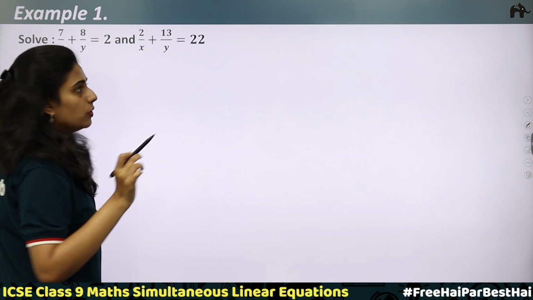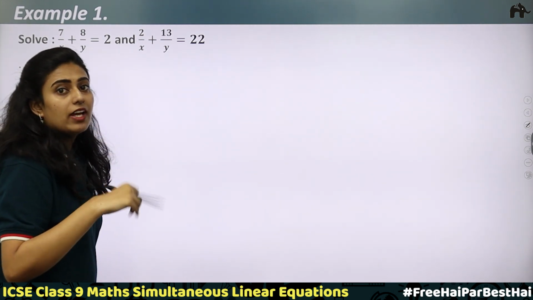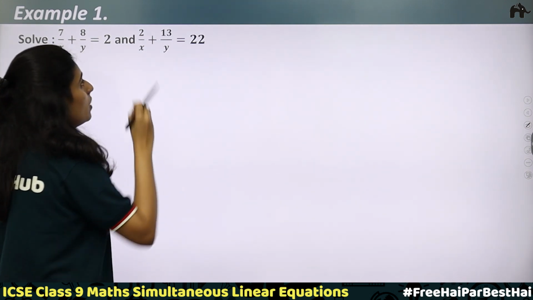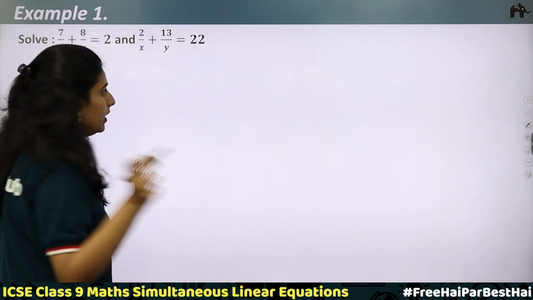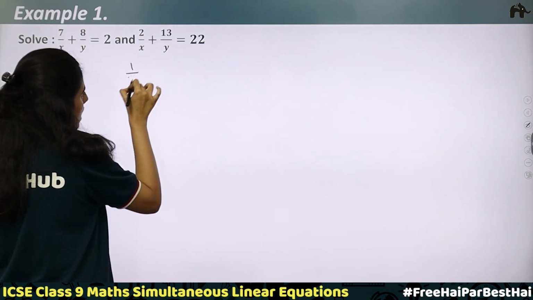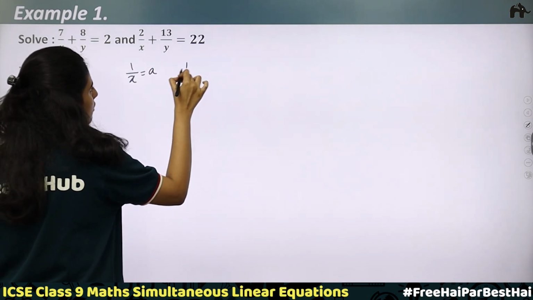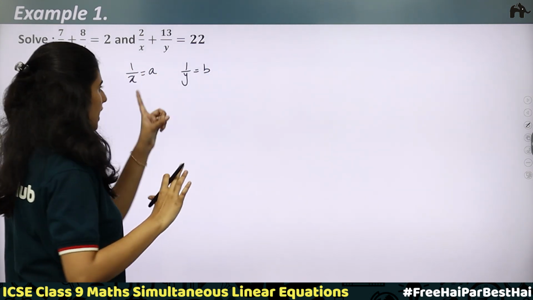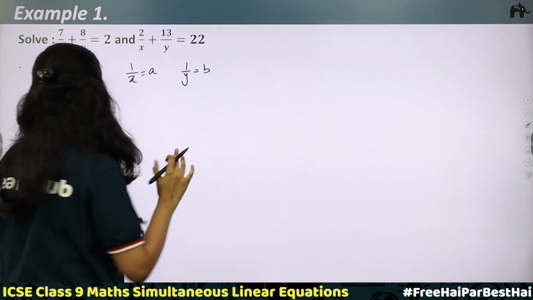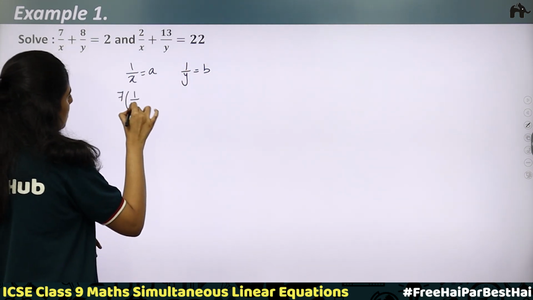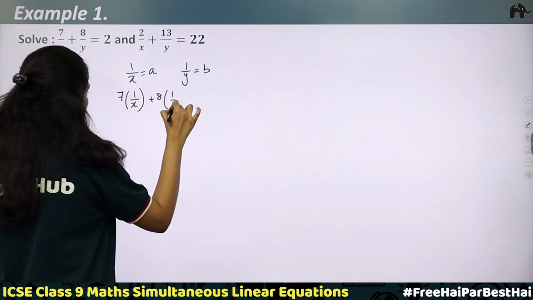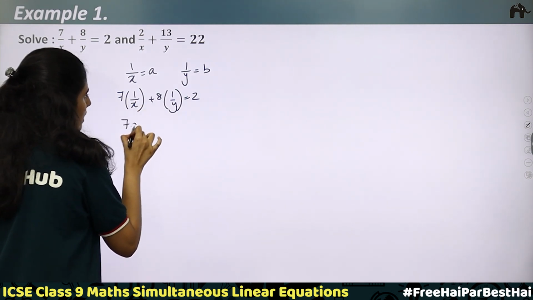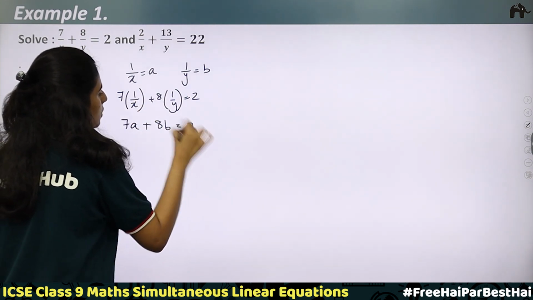For that purpose, 1 by x and 1 by y we are going to change. Here we are having 7 by x plus 8 by y is equal to 2 and 2 by x plus 13 by y is equal to 22. I will take 1 by x as a and 1 by y as b. Wherever you have 1 by x, you will put a, and wherever you have 1 by y, you will put b. So 7 into 1 by x plus 8 into 1 by y is equal to 2. Here we have 1 by x, this becomes 7a plus 8b is equal to 2.